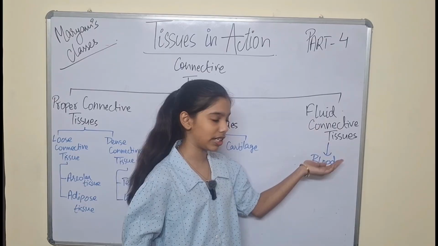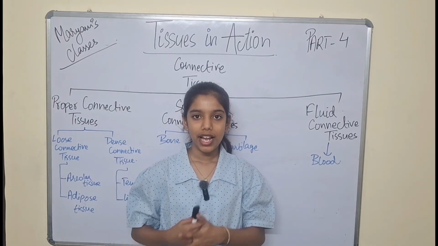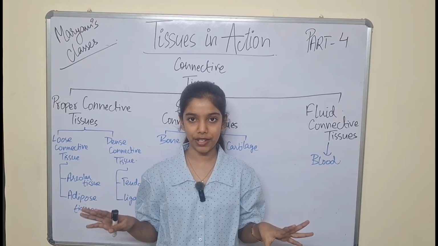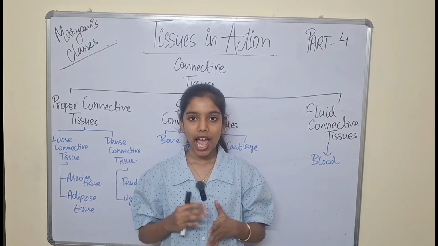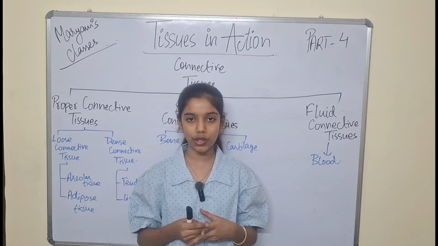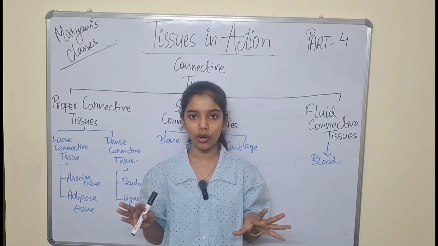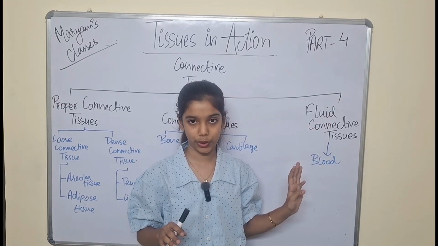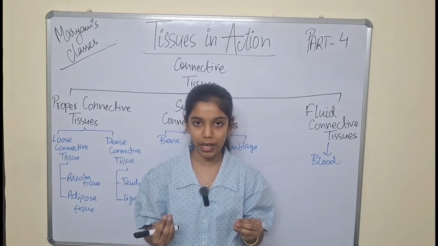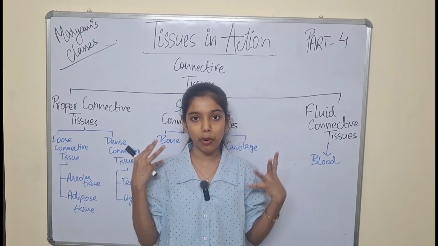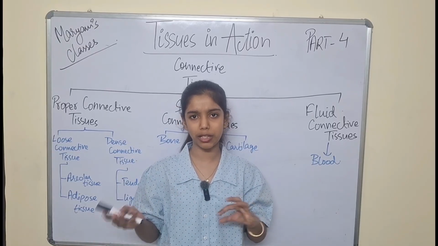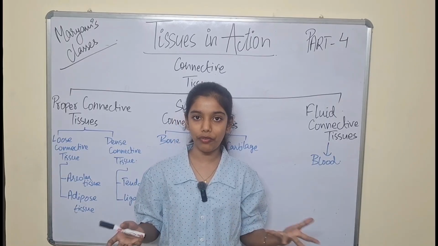Let's understand fluid connective tissues. Fluid connective tissue is a type of connective tissue in which a very special category of cells is present. Actually, the matrix of the fluid connective tissue is a very thick, liquidy type of material. That's why it is fluid connective tissue. The main purpose of this is the circulation of blood, and by the blood it transports hormones and waste materials in the human body. Yes, so this is the work of fluid connective tissue.